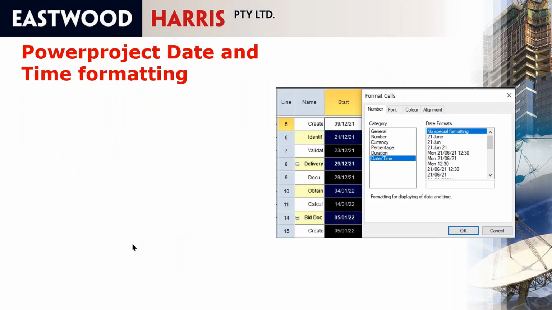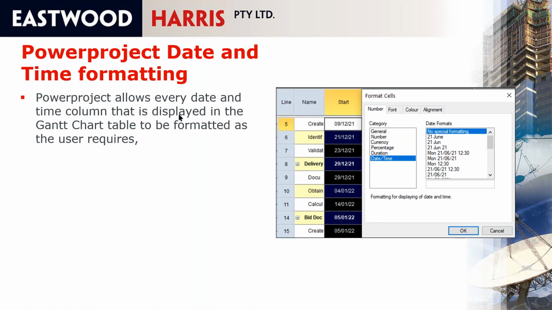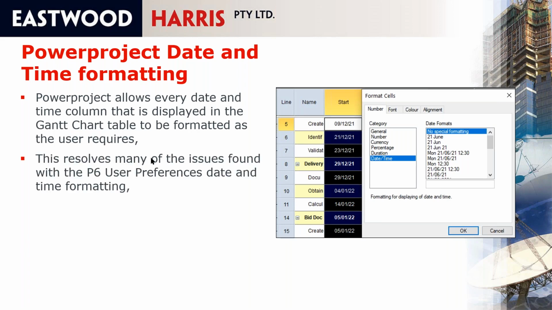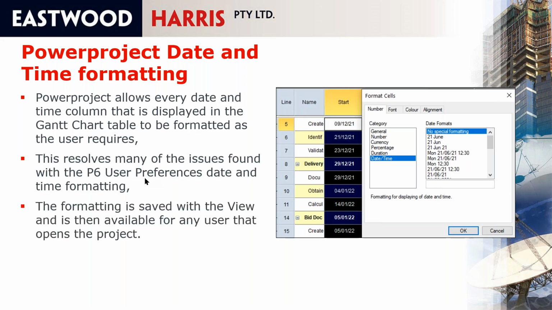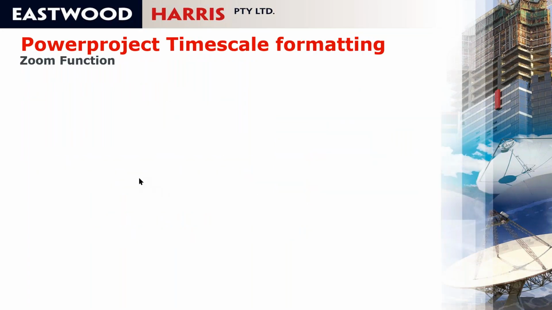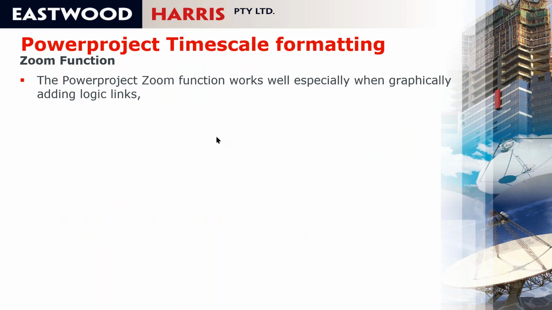Powerproject date and time formatting: basically, Powerproject allows every date and time column that is displayed to be formatted as the user requires. So you can have one column in this format, one column in that format, one column in a different format. You can format the columns individually if you wish. This resolves many of the issues found with the P6 user preferences date and time formatting. The formatting is saved with the view and is available for any user that opens up that project. Timescale formatting: as I said, Powerproject has a zoom function that works well, especially when you're adding links.